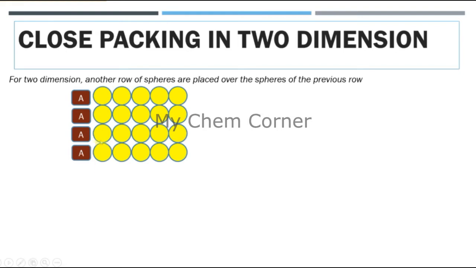They're all placed one above the other. So this type of an arrangement in a two-dimensional way is called an AAA type of arrangement.